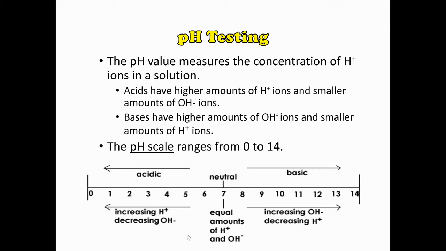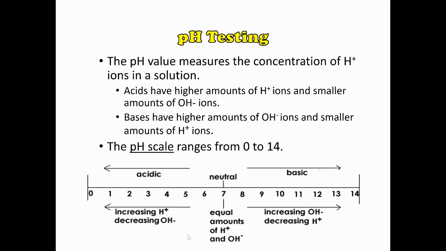So essentially, if you had the H+ and the OH-, put that together, what do you get? You're going to have H2O, it's water. So acids and bases have the ability to take water and separate water into ions. Bases have higher amounts of OH- ions and smaller amounts of H+. Okay.